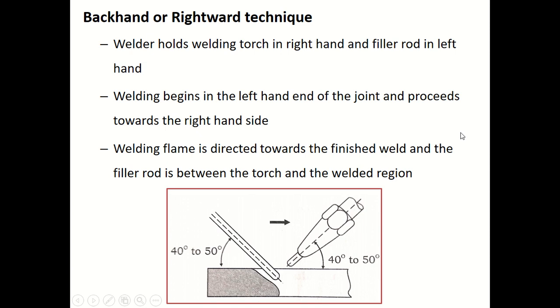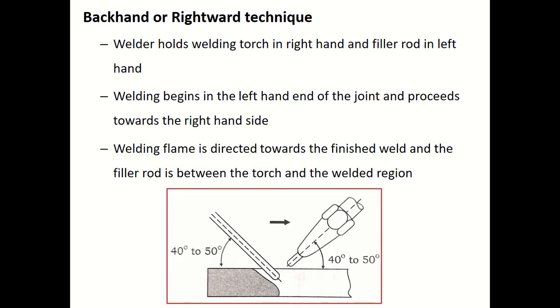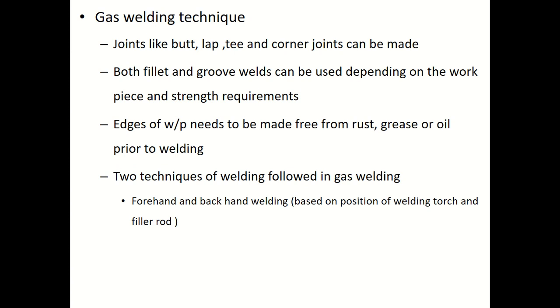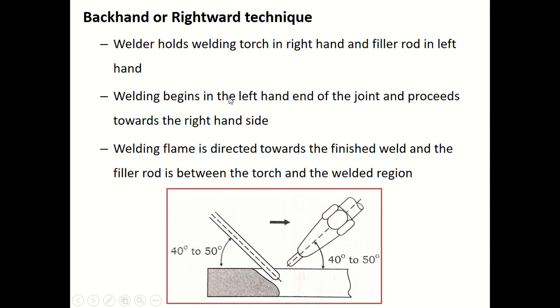Another technique is the backhand or rightward technique. Of course, the welder holds the welding torch in the right hand and the filler rod in the left hand, the same. But the welding begins at the left hand end of the joint and proceeds towards the right hand side. You can see that in the last case, the welding begins at the right hand end and proceeds towards the left. Here it is opposite. If you look at the diagram, you can easily see the difference.